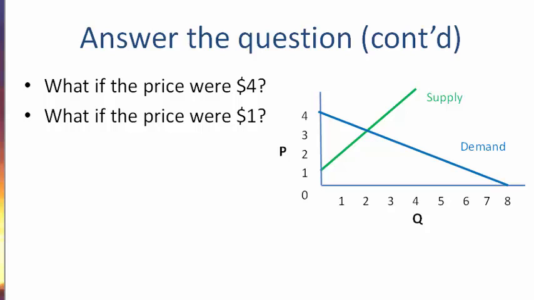On the other hand, what if the price were $4? Here we see that the quantity demanded is equal to 0, but the quantity supplied is equal to 3. So in this case, we would have a surplus of 3 units. What if the price were $1? Here we see that the quantity supplied is equal to 0, but the quantity demanded is equal to 6. So in this case, we would have a shortage of 6 units.